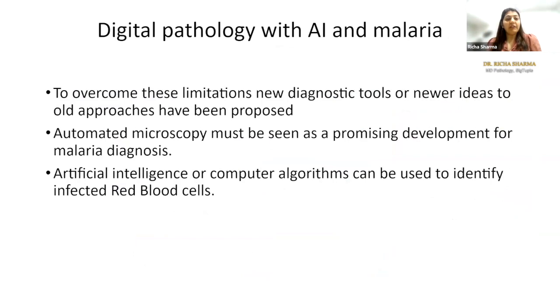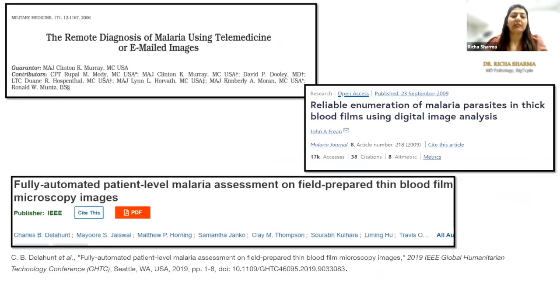So digital pathology with AI can be a great tool, following this approach. And automated microscopy is a promising development for malaria diagnosis. How is it promising? Because artificial intelligence can help us identify infected red blood cells. This problem has been lurking for a very, very long time. So people, depending on which era of technology they were in, started trying to bring out solutions in their own way. I've listed certain papers here just to communicate how the technology of that time was used.